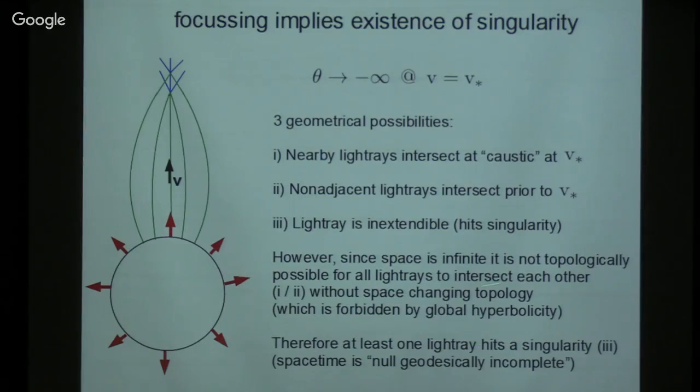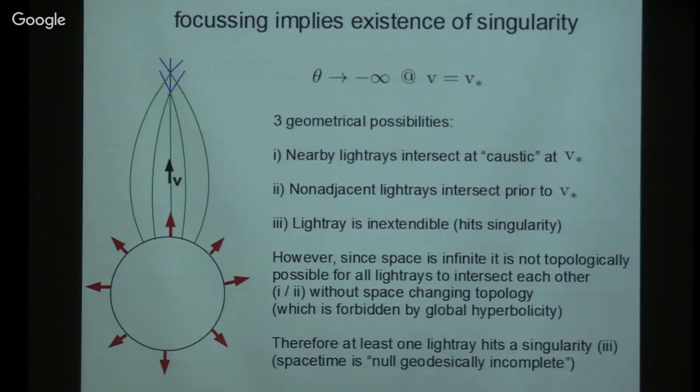This is a contradiction given the assumption of global hyperbolicity I told you about, which turns out to imply that space cannot change its topology. So if it starts as a non-compact space-time, it cannot become compact. It doesn't really matter whether you've gotten all of the details of this. The important point is that there's a topological argument that says at least one of these light rays can't just do something innocuous. Instead, it has to actually hit an edge of space-time. And if it hits an edge, it's inextendable. It can't be extended any further.